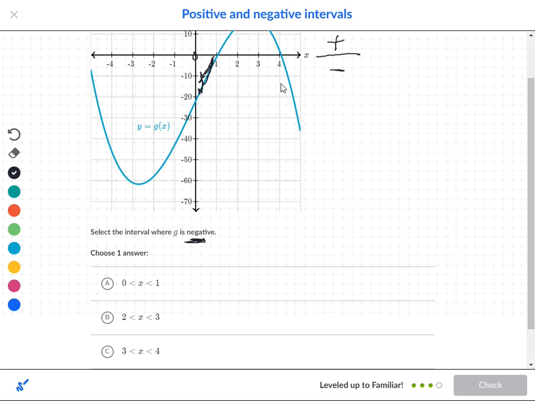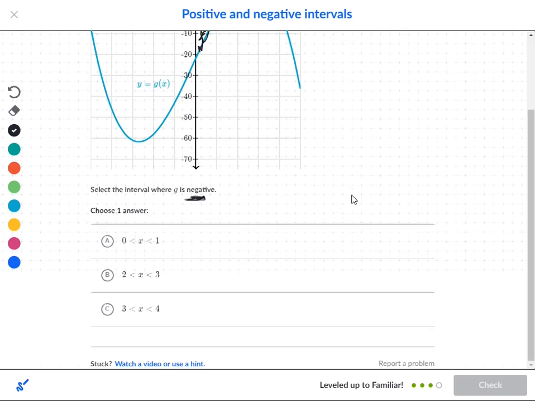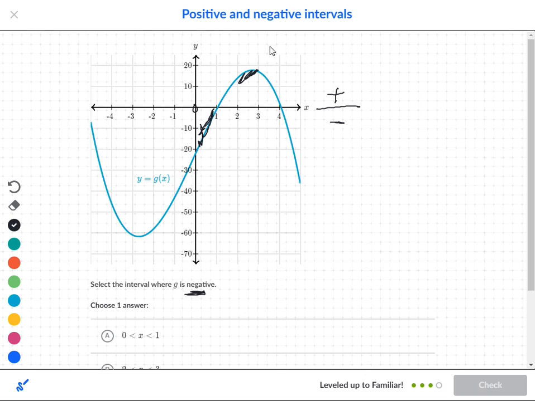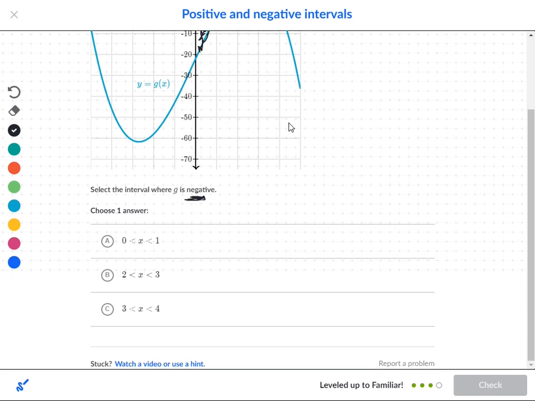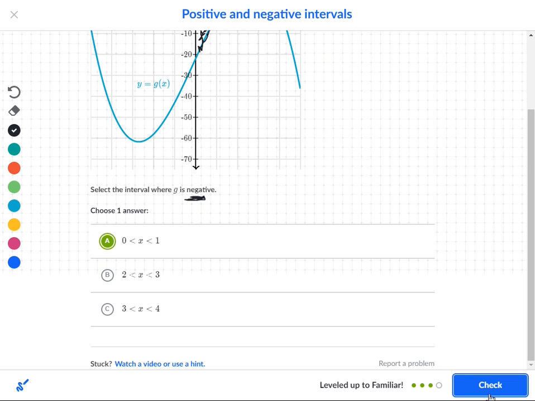That's actually negative. See, 2 to 3, if we go down, 2 to 3 is positive, but we only want the negative. So 2 to 3 is out. And 3 to 4, 3 to 4 goes here. That's in the positive range, so that's out. So the only thing that works is the negative, and that's from 0 to 1. So 0 to 1 is my best choice because I only want what's in the negative.